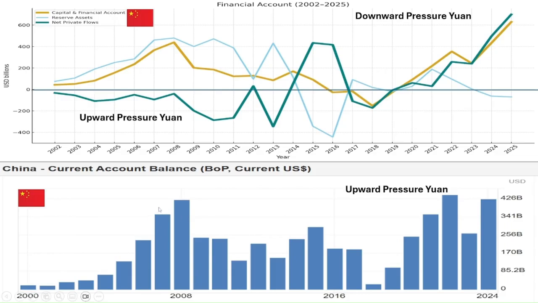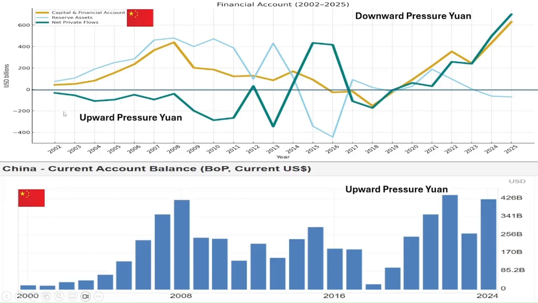So the current account surplus is essentially when you export more than you import. In the case of China, they export a lot more than they import. And what this does is it requires foreign consumers to basically convert their foreign currency to the yuan. This puts upward pressure on the yuan. The other side of the equation is the financial account.